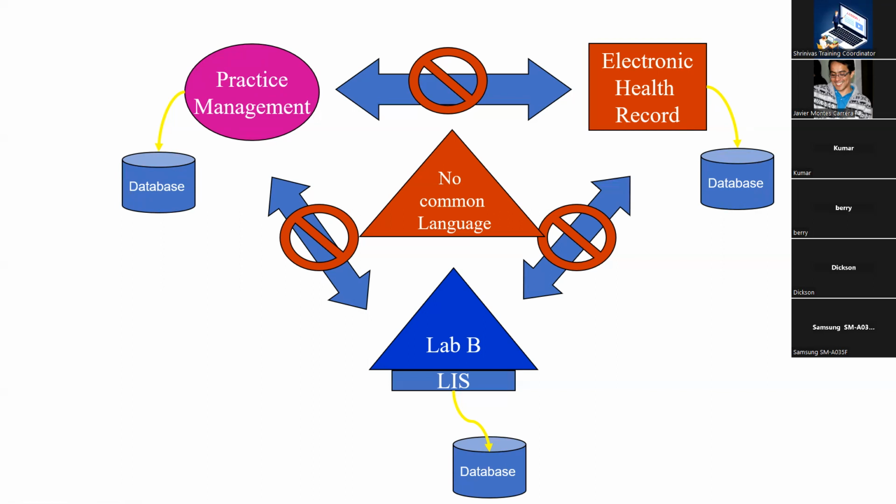A patient has what data? He has name, date of birth, gender, SSN, address, email address, and this information, right? The same data is stored in a different way here in the PM database. The same data is stored in the EHR in a different format altogether, or a different tabular structure altogether.